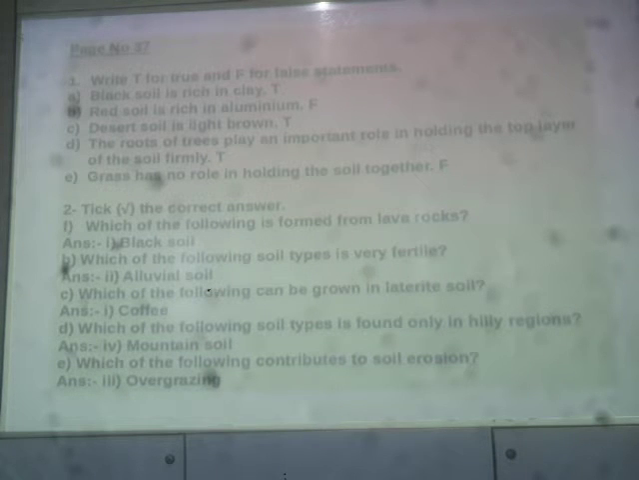So it is the black soil that forms from lava rocks, or lava rocks form the black soil. Right? Which of the following soil types is very fertile? Out of the options given, alluvial soil is the soil which is very fertile. Okay.